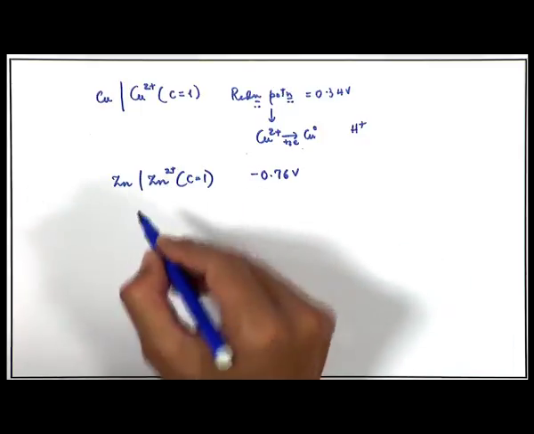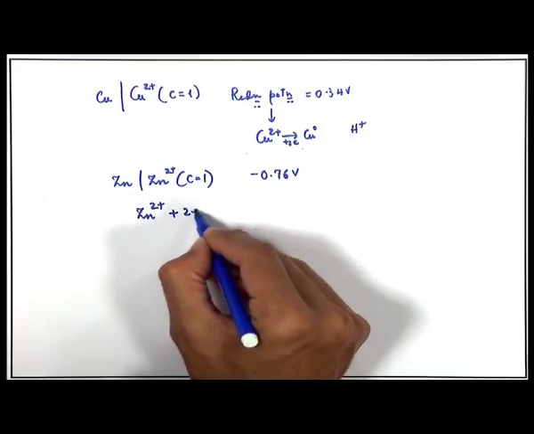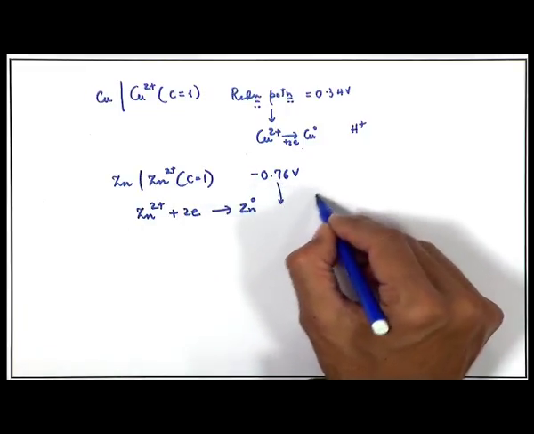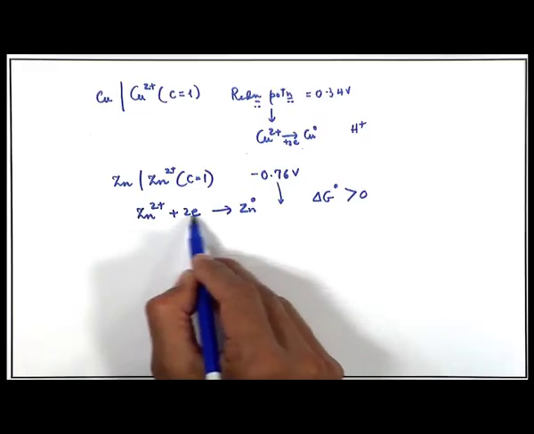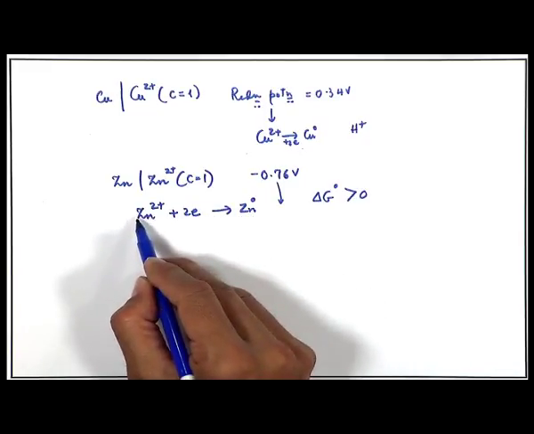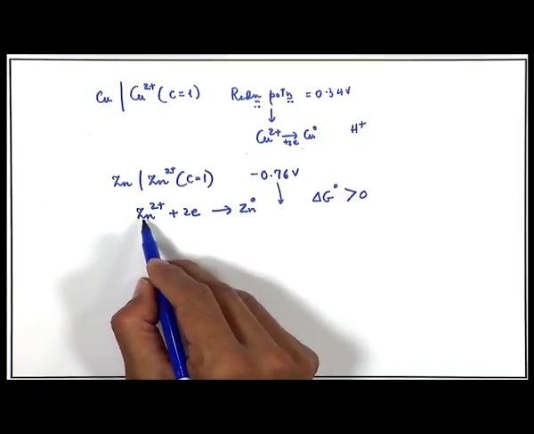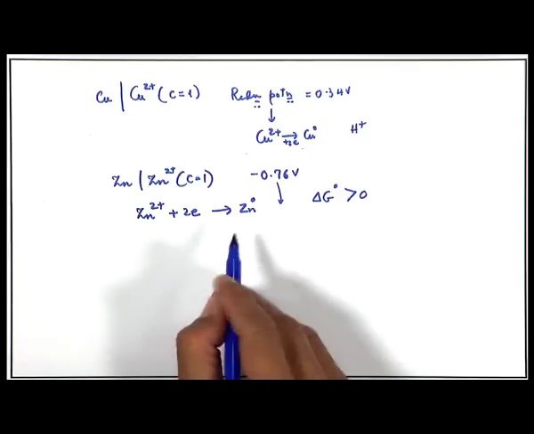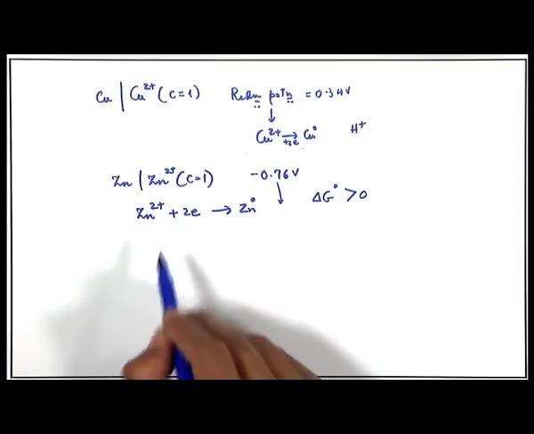We are representing the reaction zinc 2 plus plus twice electron giving zinc 0. This is negative, which means the corresponding delta G 0 is positive. So the way it is represented, this is not a spontaneous direction, but the reverse is. Zinc will dissolve in HCl producing hydrogen. Zinc will reduce H plus to hydrogen, and in acidic condition zinc will be oxidized to zinc 2 plus.